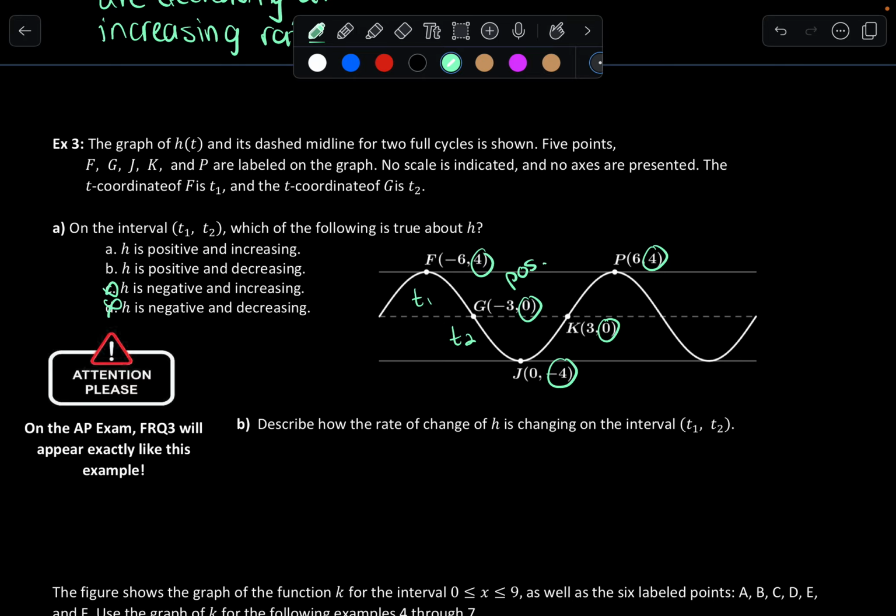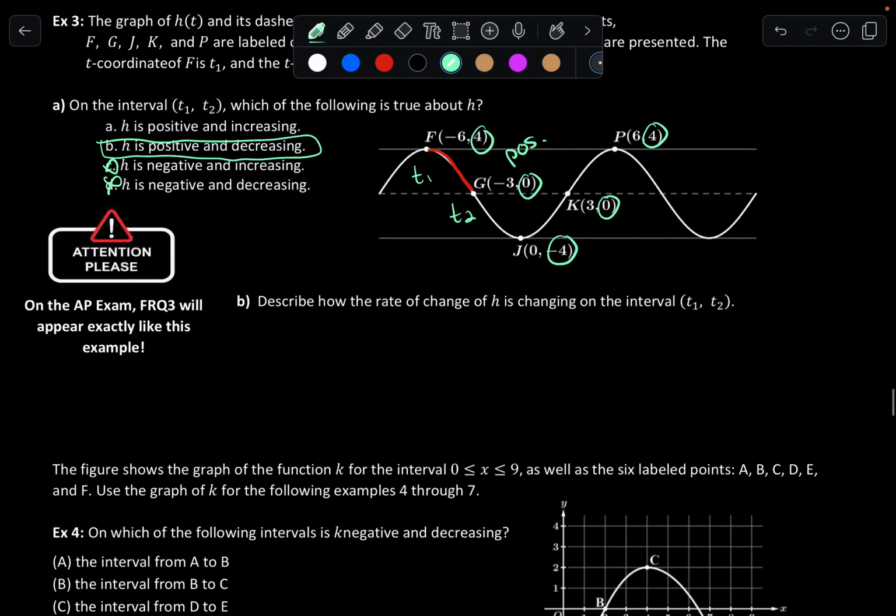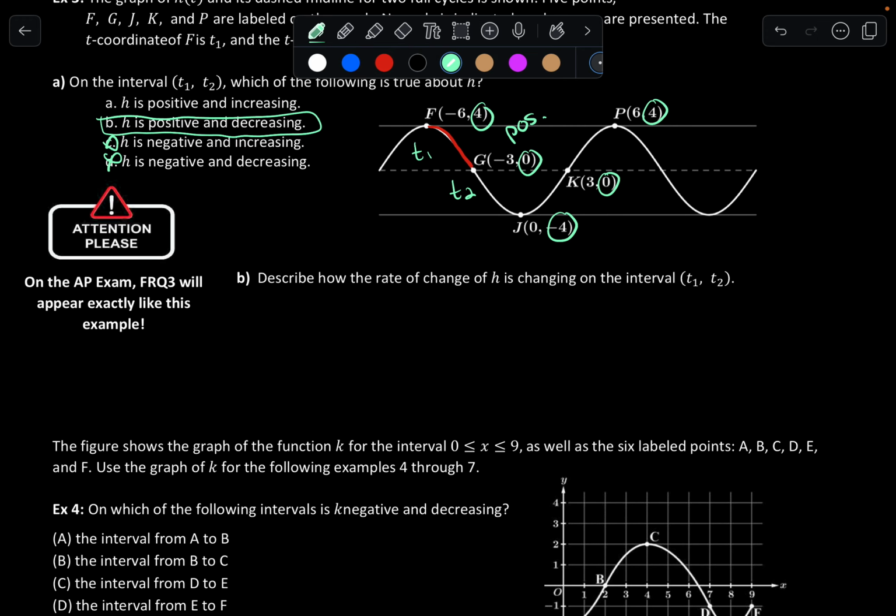The next observation is: is it increasing or decreasing? Well, if we look at it from F to G, the output values are going down, therefore it is decreasing. So the correct answer will be A. Whoop, B, sorry. Positive and decreasing. Part B says describe how the rate of change of h is changing on the interval from t sub 1 to t sub 2.